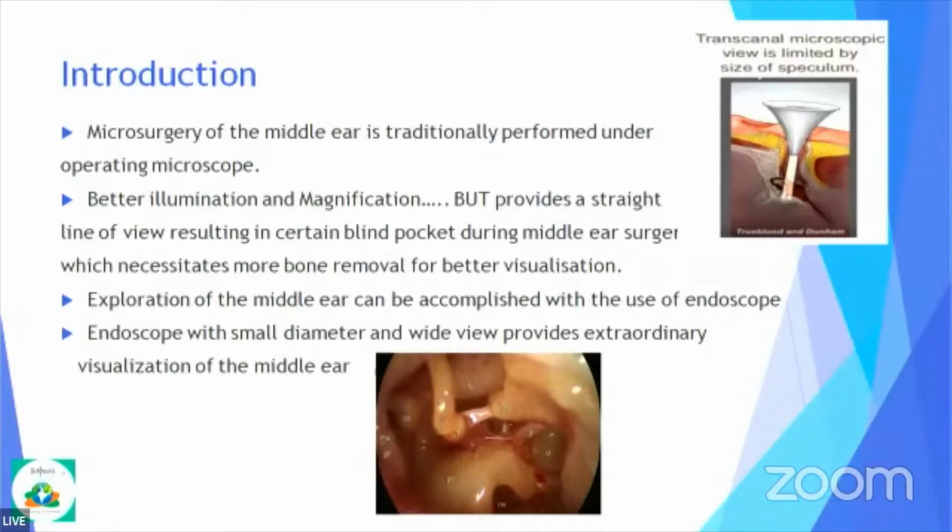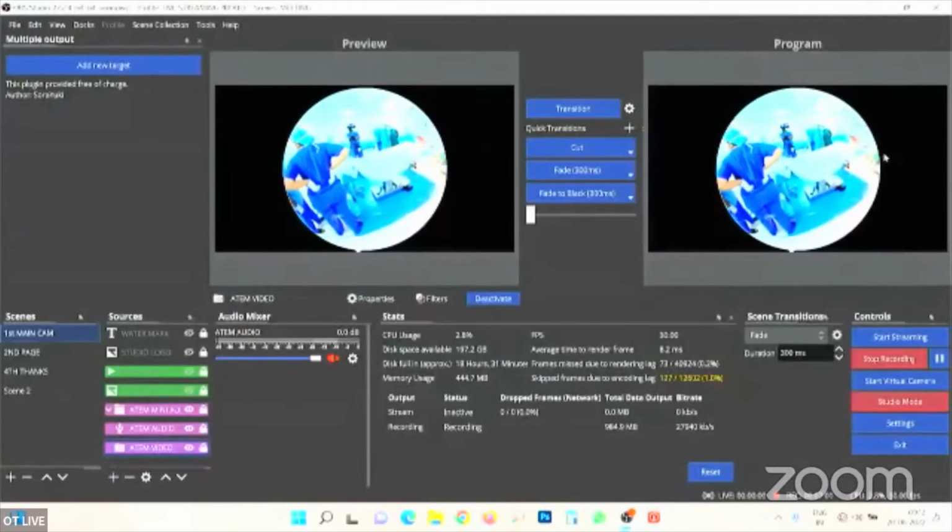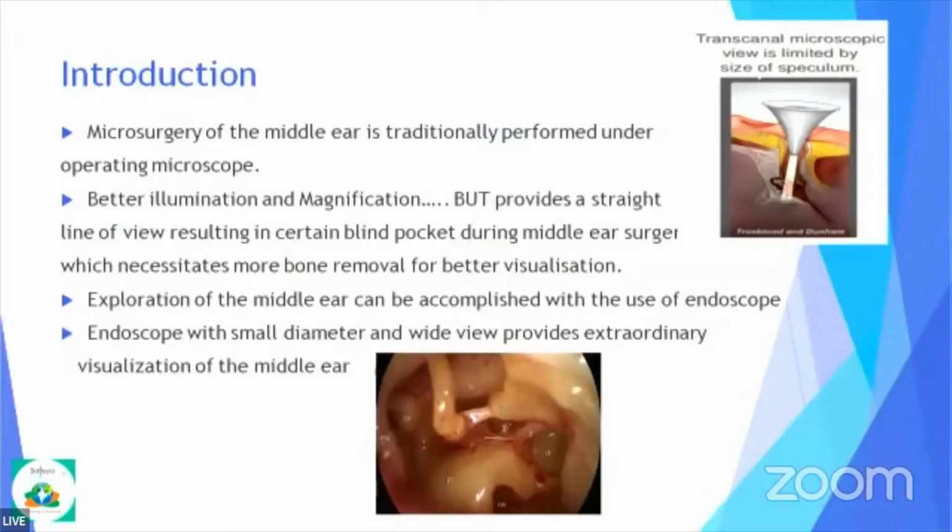So with this, about 1.5 decades back, the use of the endoscope as an adjunct was started. Whenever you wanted to see certain spaces in the middle ear which could not be seen without direct removal of the bone, they could be observed with the help of the endoscope. So exploration of the middle ear spaces can be accomplished with the endoscope. And nowadays, other than the 4 mm wide-angled endoscope, there is also a 3 mm wide-angled endoscope, which gives you a better picture of all the spaces of the middle ear.